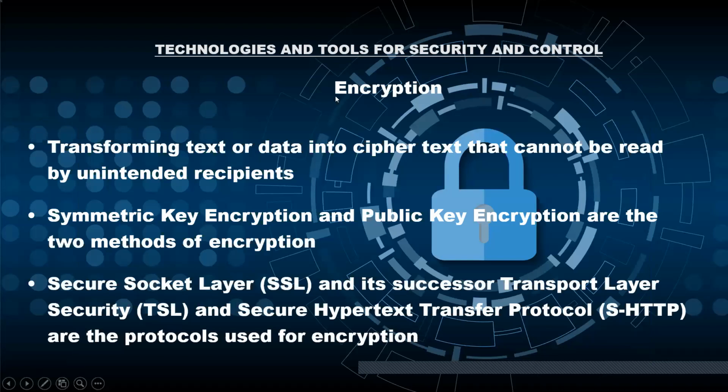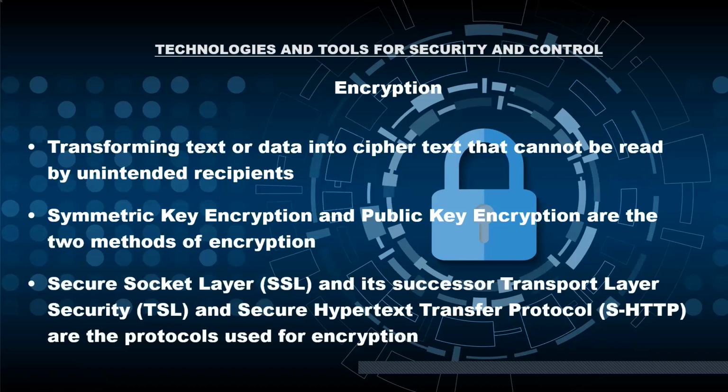Another tool for security and control is encryption. So encryption is the process through which data is encoded so that it remains hidden from or inaccessible to unauthorized users. It helps protect private information, sensitive data, and can enhance the security of communication between client apps and servers. So there are two types of encryption, the symmetric key encryption and public key encryption.